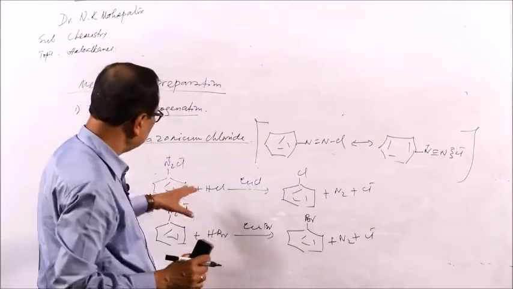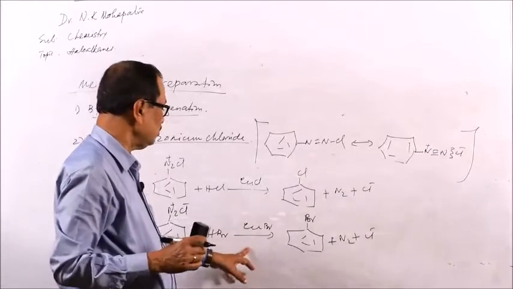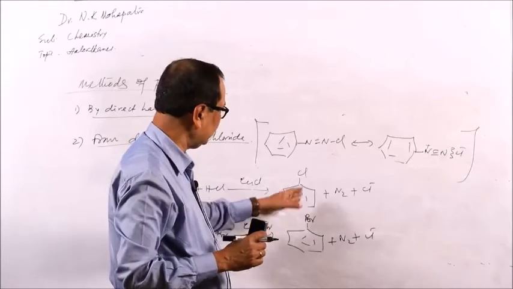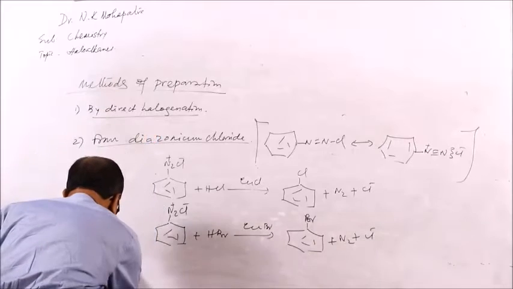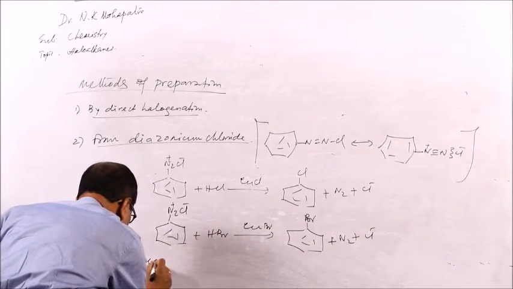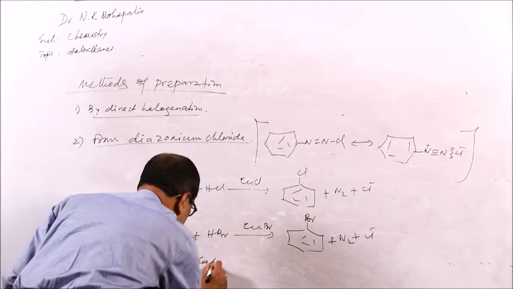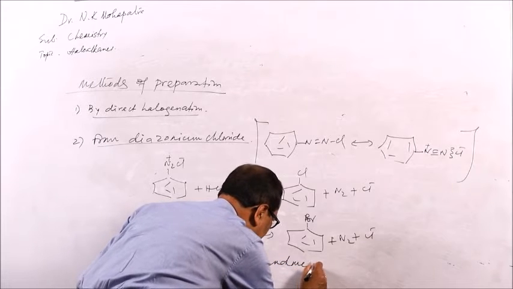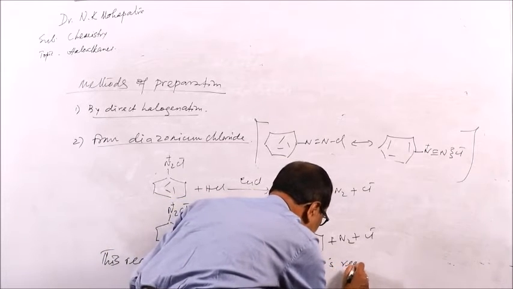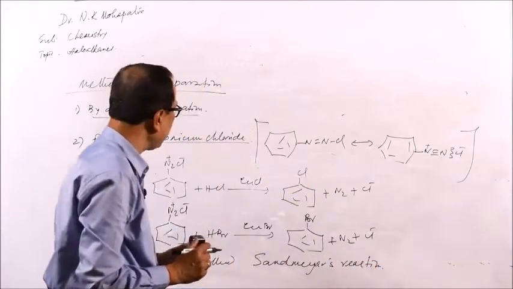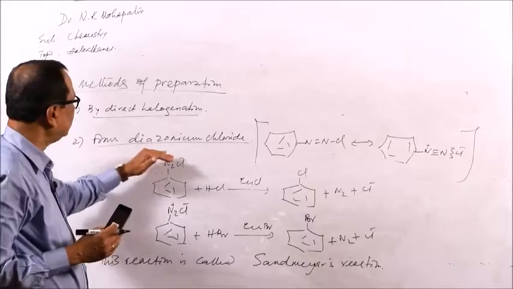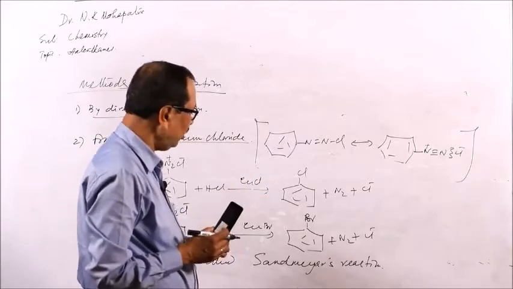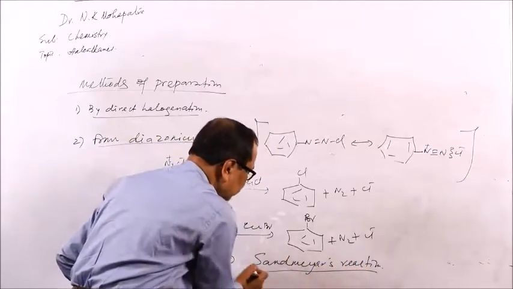So depending on which halogen atom you want to substitute, you can take that halo acid in presence of the corresponding cuprous halide. This reaction is called Sandmeyer's reaction. That means when diazonium chloride is treated with HCl in presence of cuprous chloride, chlorobenzene is formed, and the reaction is called Sandmeyer's reaction.